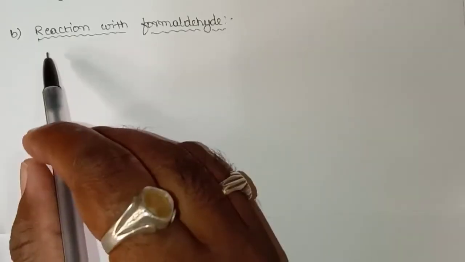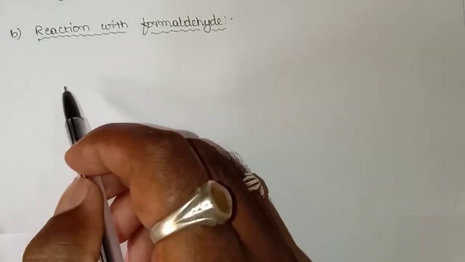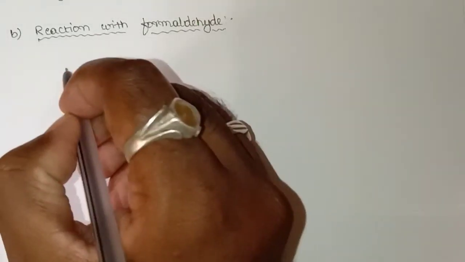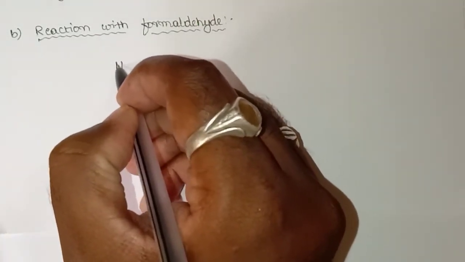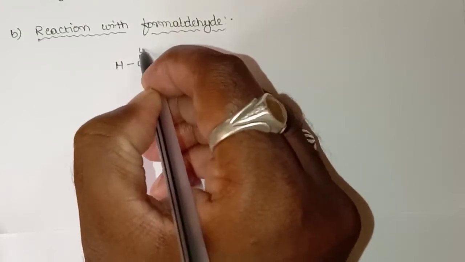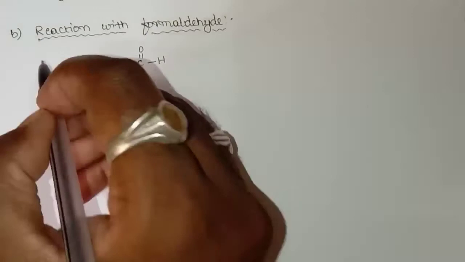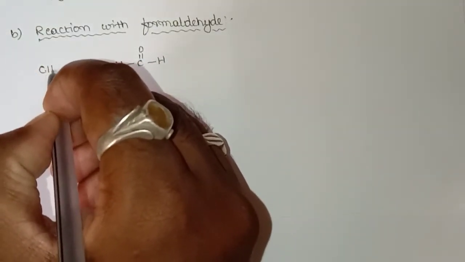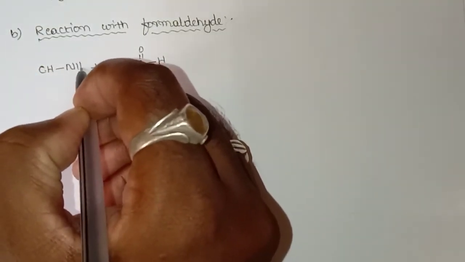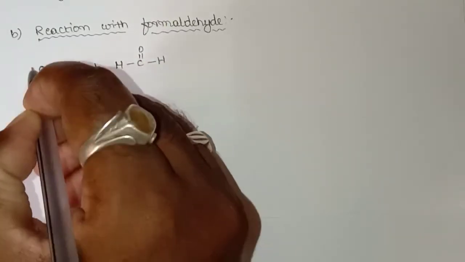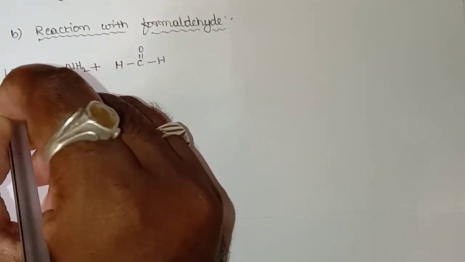The second reaction is the reaction of amino acid with formaldehyde. So formaldehyde has the formula HC double bond O H. This is the formaldehyde, and we can react this with an amino acid, CH, NH2, the side chain, and COOH.